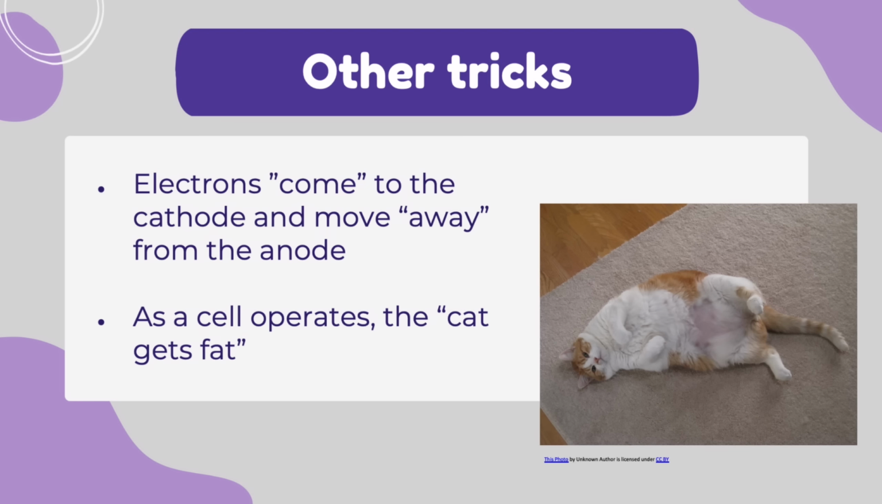Other tricks when it comes to electrochem, remember that electrons come to the cathode and they move away from the anode. Additionally, as the cell operates, the cat gets fat. The cathode is going to accumulate mass as long as it is not an inert or non-reactive electrode, that is.